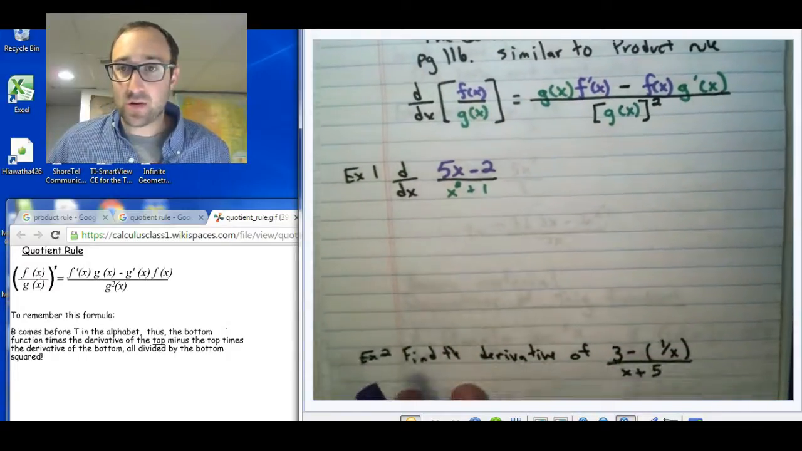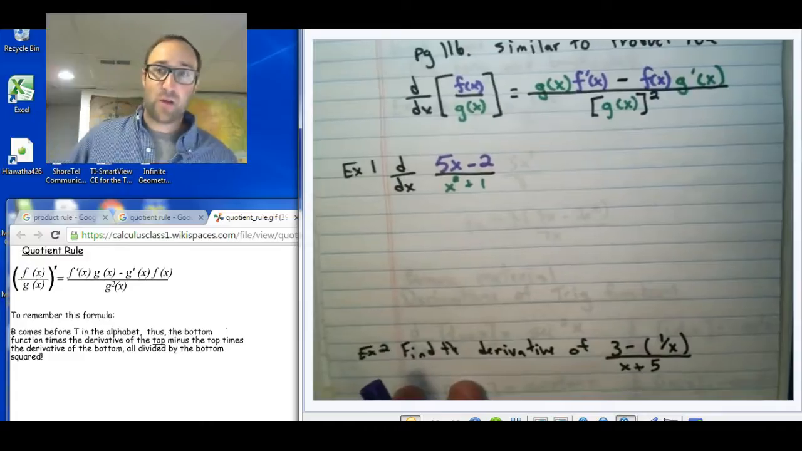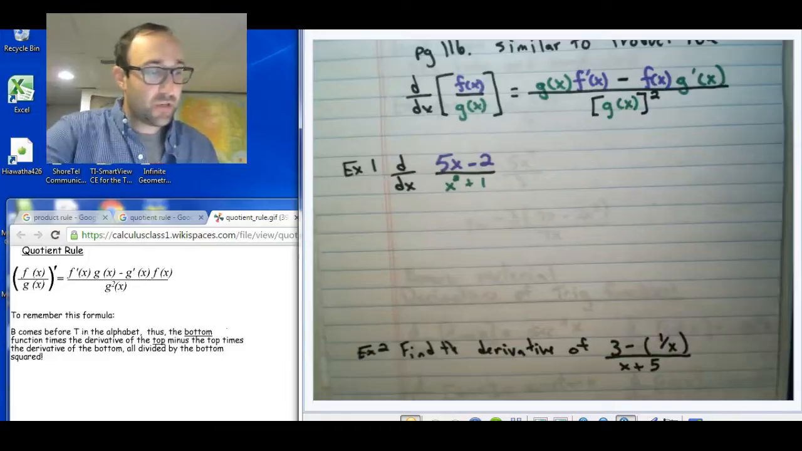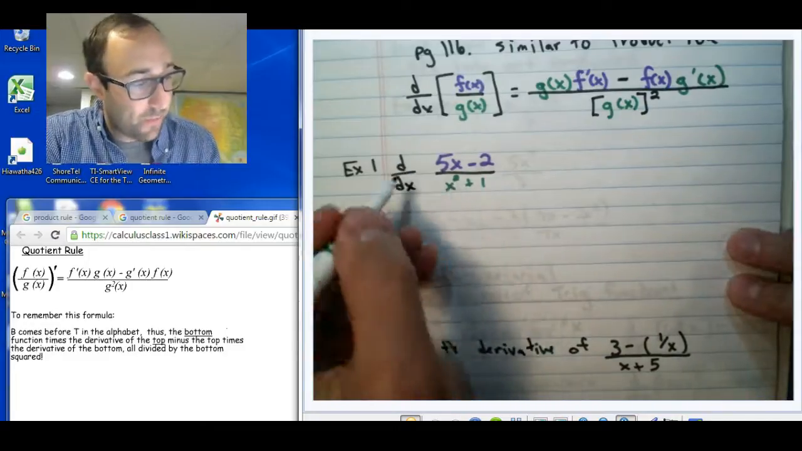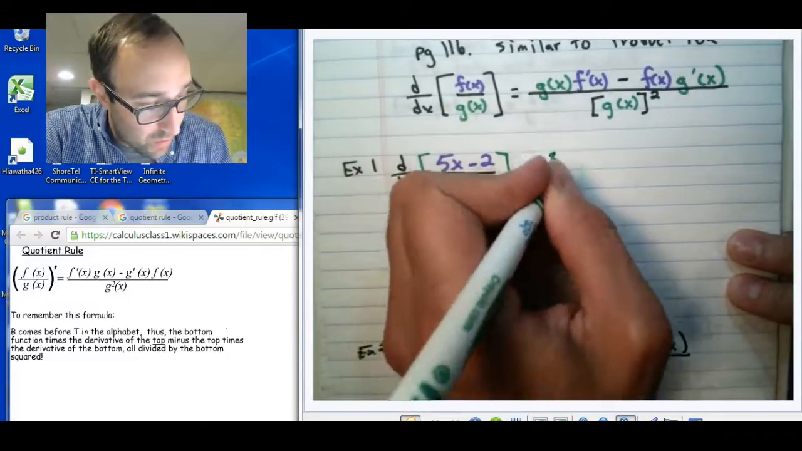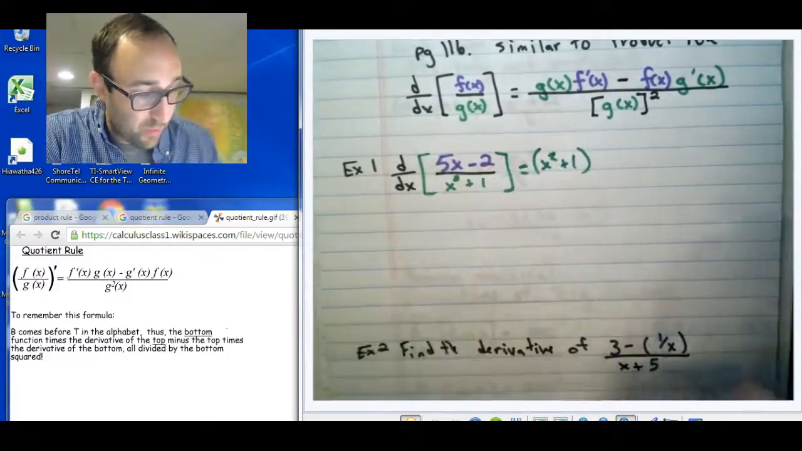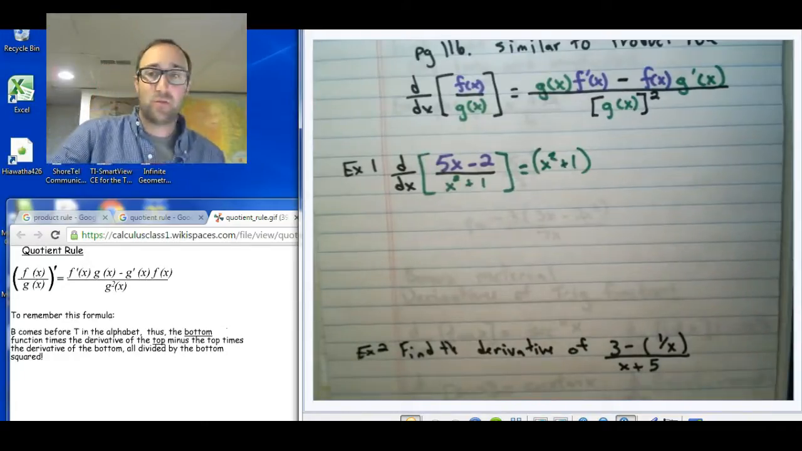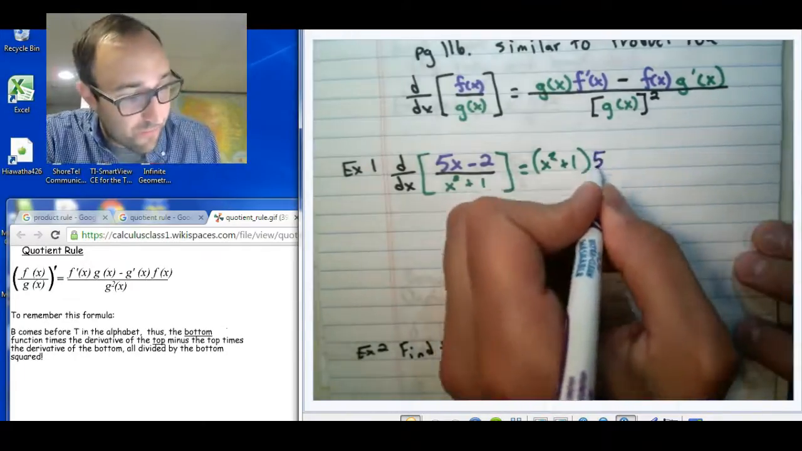Okay, so here's our example number 1. 5x minus 2 divided by x squared plus 1. What we're going to do first is g of x. It's that first one, the bottom, so let's put parentheses around it: x squared plus 1. And it's going to be times the derivative of this top one. So 5x minus 2, the derivative is just going to be 5.